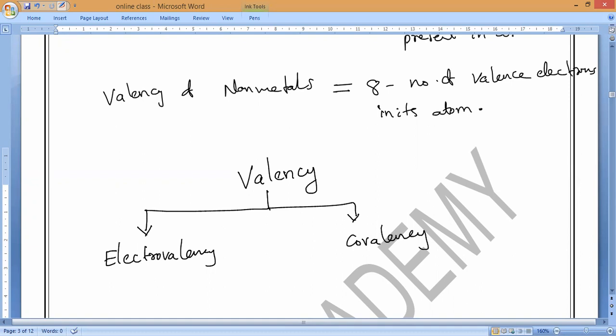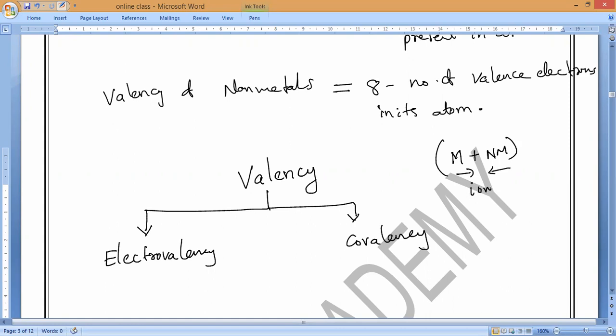Now understand very carefully. If an element combines by the loss or gain of electrons, it forms electrovalent compounds. What do we mean by electrovalent compounds? Please remember, those that form ionic compounds only by donating and receiving electrons. Metal and non-metal will combine. One will donate, one will receive. So this is what we call ionic compounds.